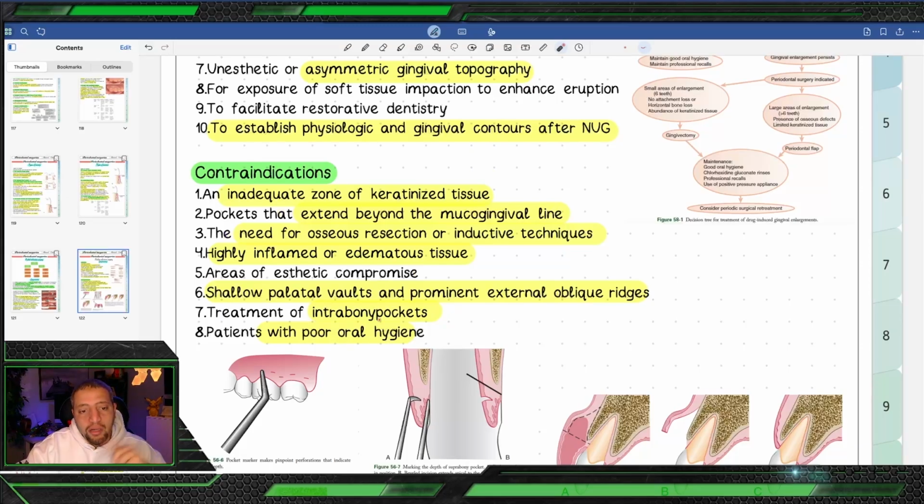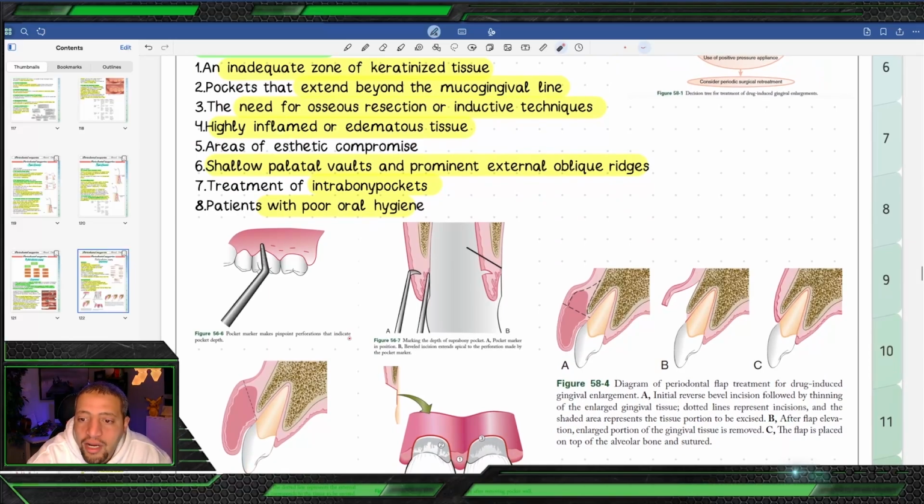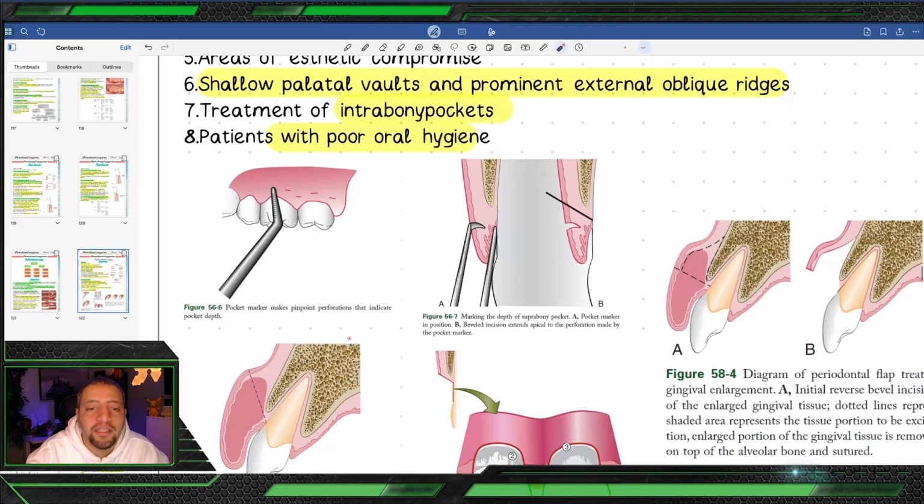Treatment of intrabony pocket and patient with poor oral hygiene. Here are the differences between gingivectomy and the flap technique. In gingivectomy, we are using this probe. It's an amazing probe because it comes to an end like a tweezer. It looks like a tweezer.